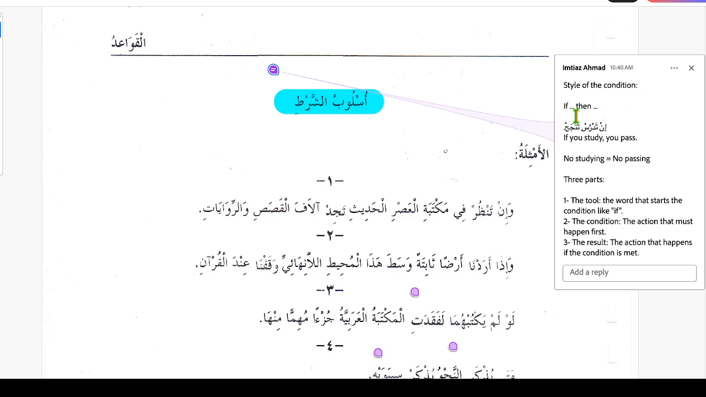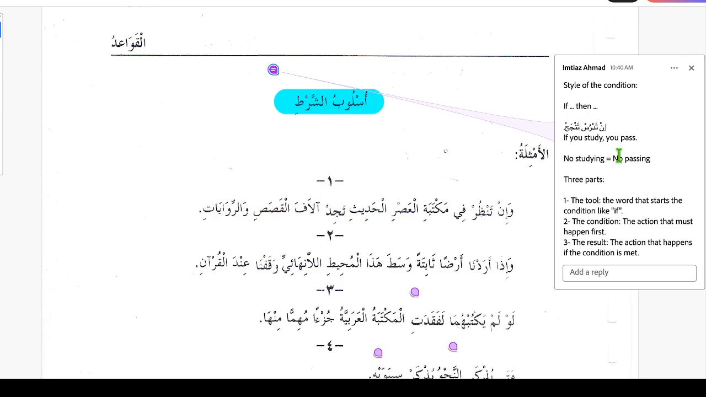So a conditional sentence is like saying an if-and-then sentence. If this happens, then what happens? So if describes the condition and then it is followed by an answer to the condition. For example, if we say in tadrus tanja, if you study you pass. Which means no studying, no passing.